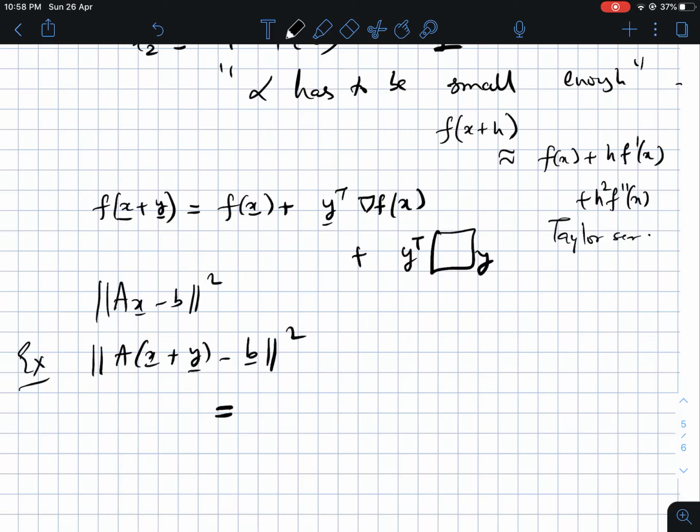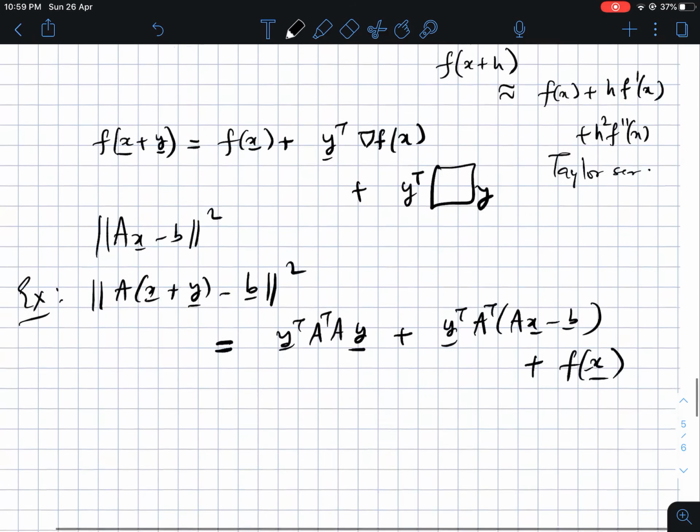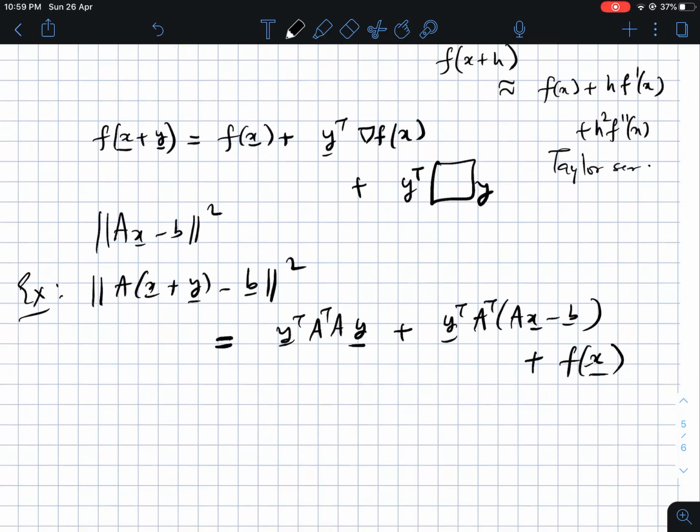Okay, I'll put this in the assignment. Leave it as an exercise to expand this out, and you'll actually get that this is equal to y transpose A transpose A y, plus y transpose A transpose (A x minus b), plus f of x. Leave it as an exercise, but it's just basic expansion like what we have been doing all this course.